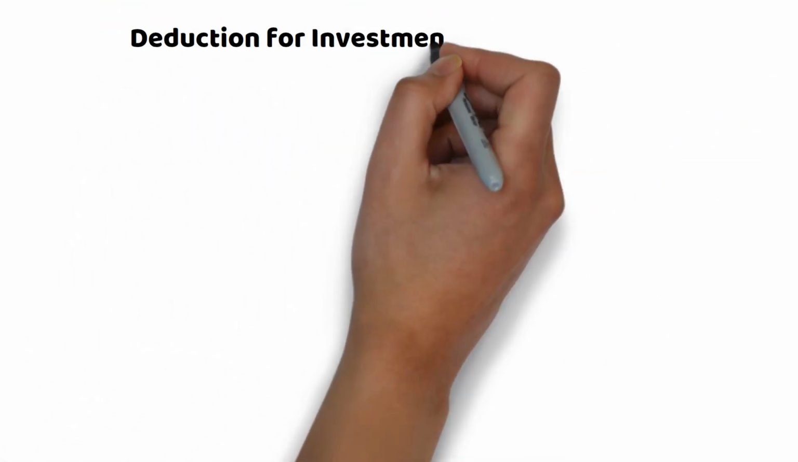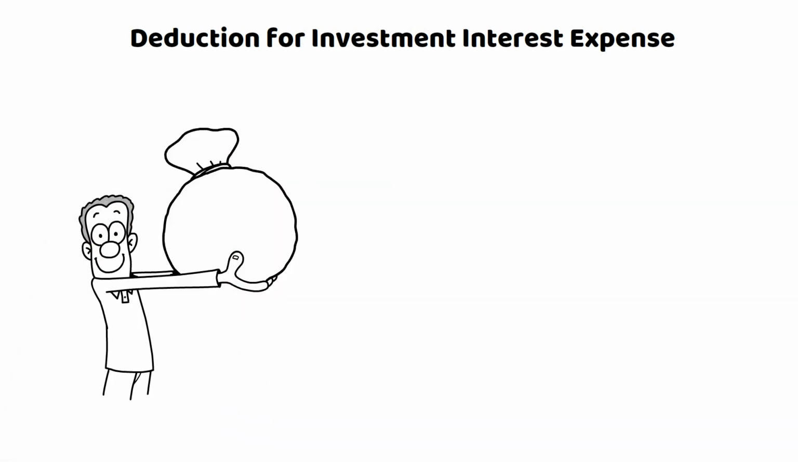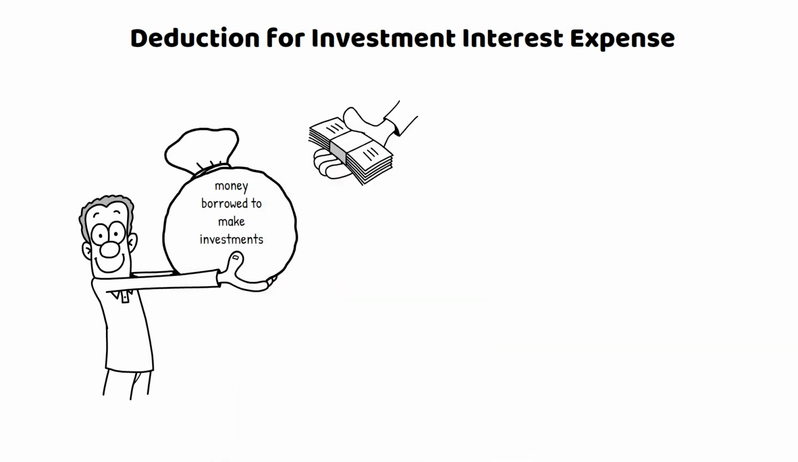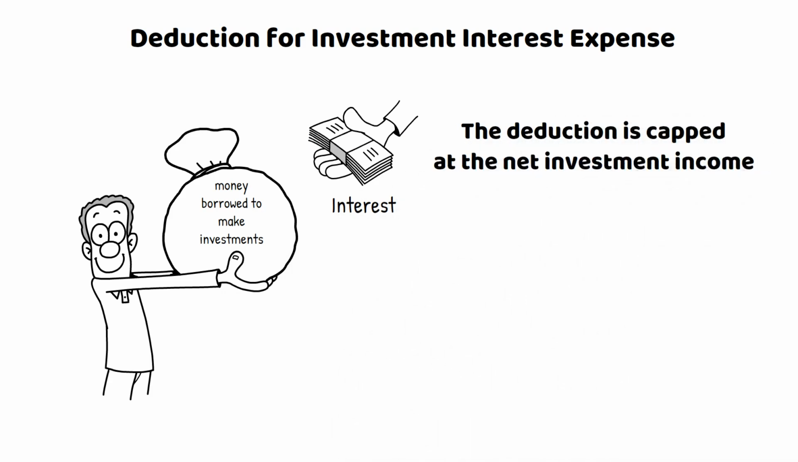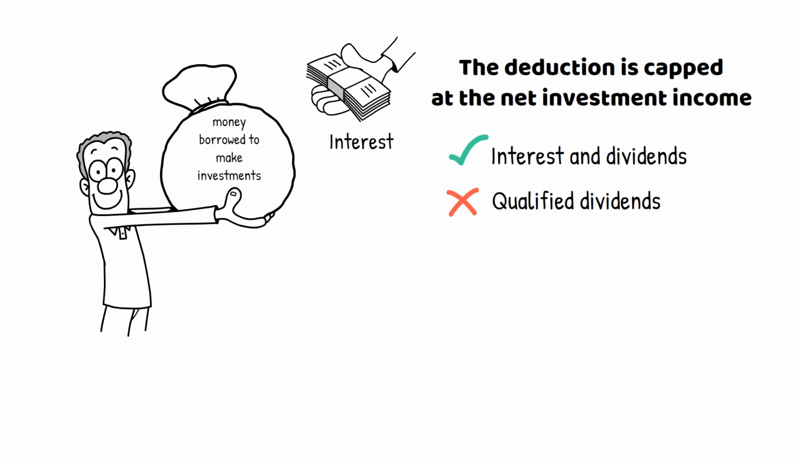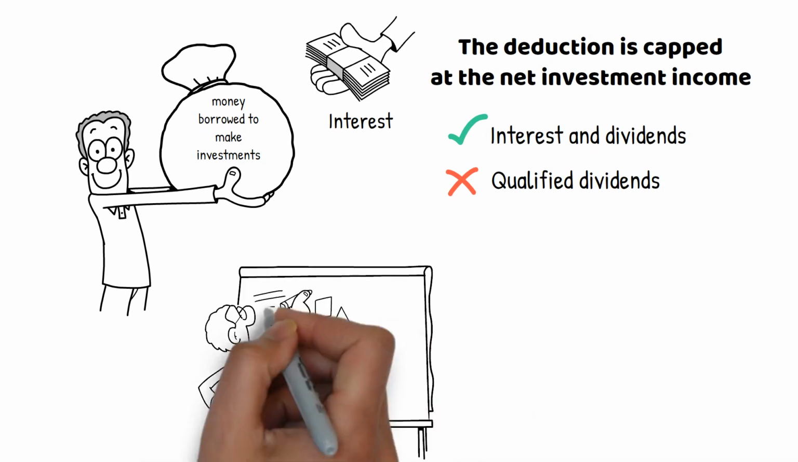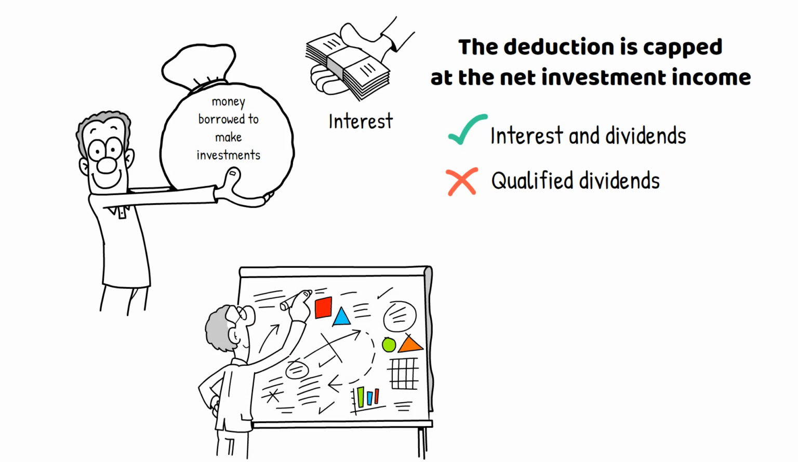Deduction for investment interest expense. Investment interest expense is another critical aspect. This is the interest paid on money borrowed to make investments. The IRS allows investors to deduct this expense, but here's the twist. The deduction is capped at the net investment income, which includes interest and dividends, but excludes qualified dividends. This rule ensures that the deduction for investment interest doesn't exceed the income generated from those investments. In the universe of investment taxation, it's not just about understanding individual rules, it's about seeing how these rules interact and affect overall investment strategy.